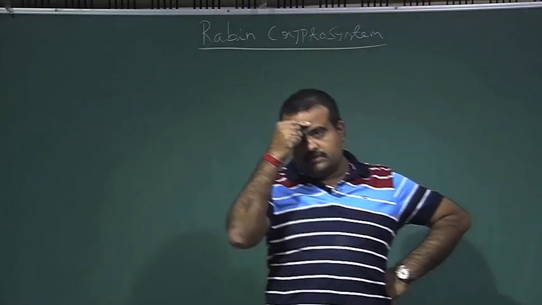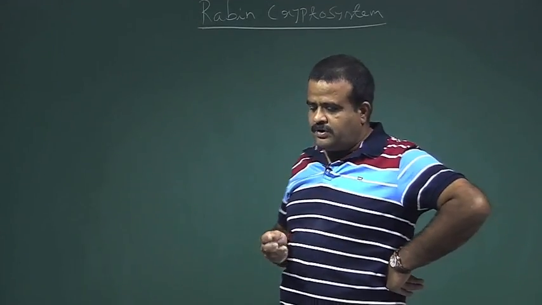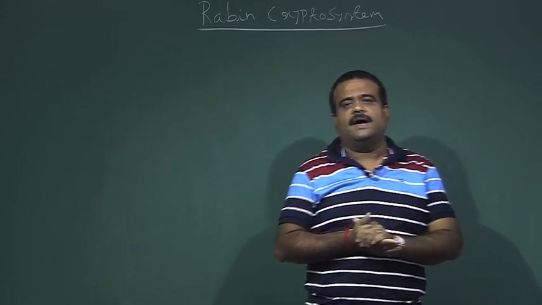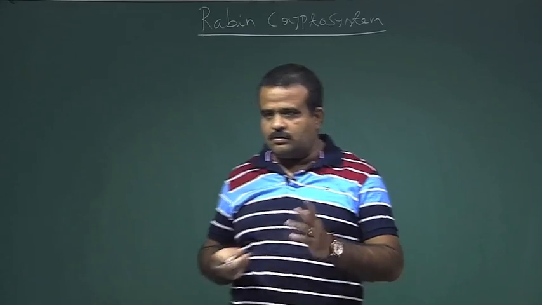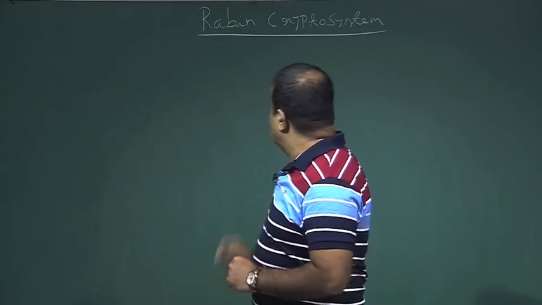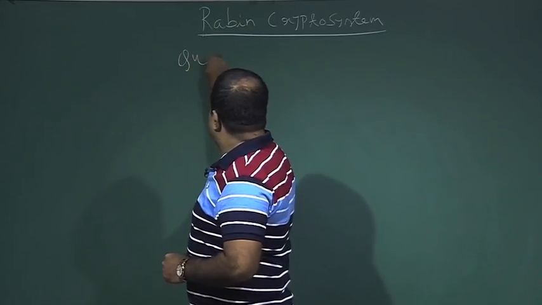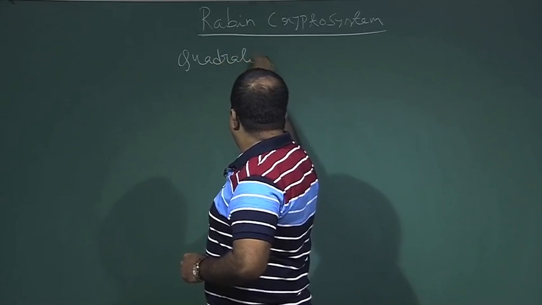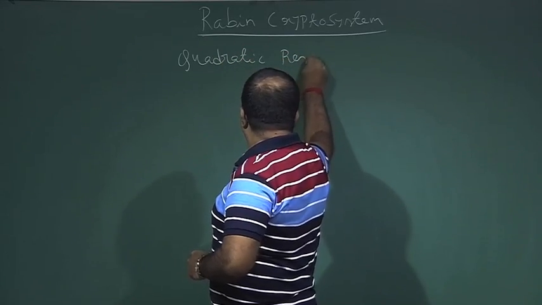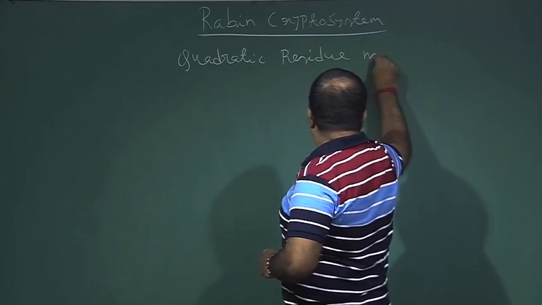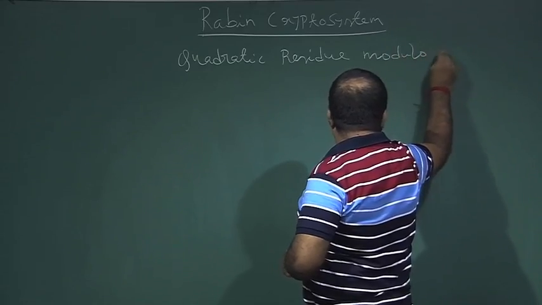Okay, so we will talk about Rabin Cryptosystem. We have seen the Chinese remainder theorem, and it also uses what is called quadratic residue. So, let us just recap what is a quadratic residue. What do we mean by quadratic residue modulo p?